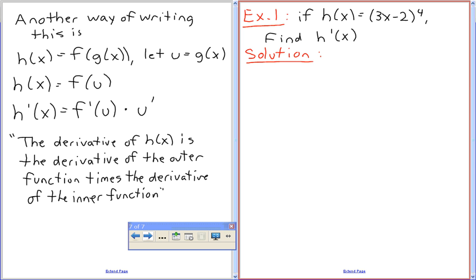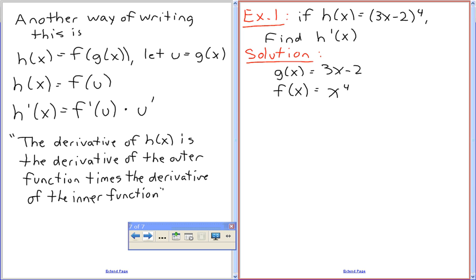What is f of x and what's g of x? So start on the inside. What's g of x? What's the inside function going to be in this case? 3x minus 2. Okay, so that's the inside function. What's the outside function? No, that's not the outside function. Close, though. There's x to the power 4 always there. Okay, there's something to the power 4. That's what we're saying.